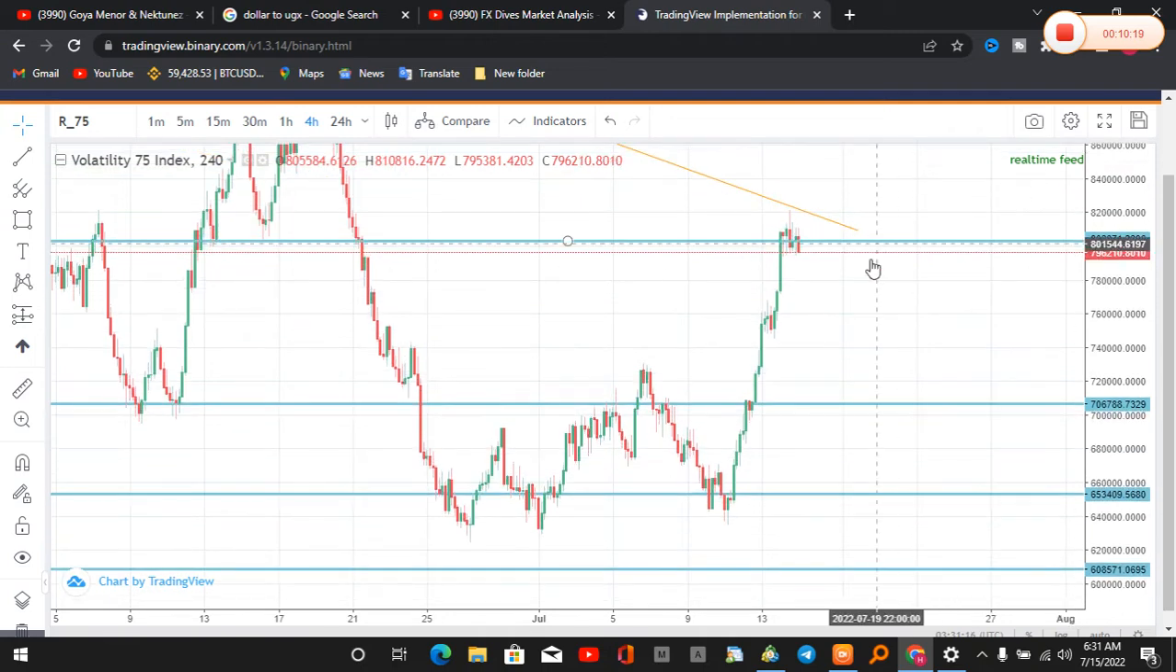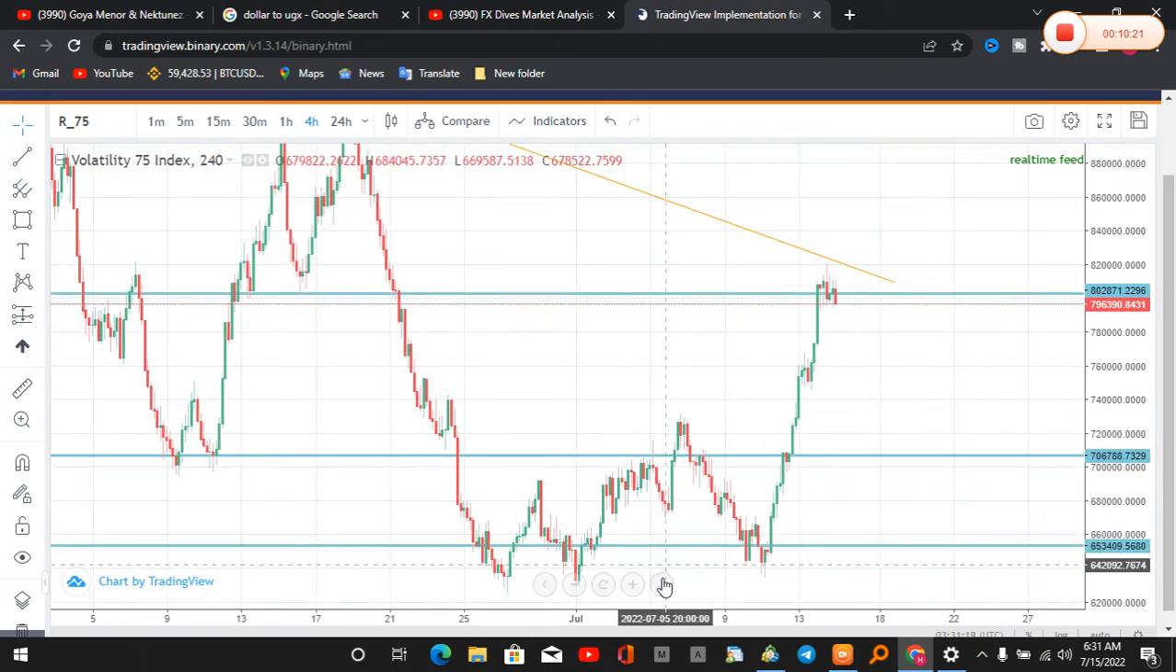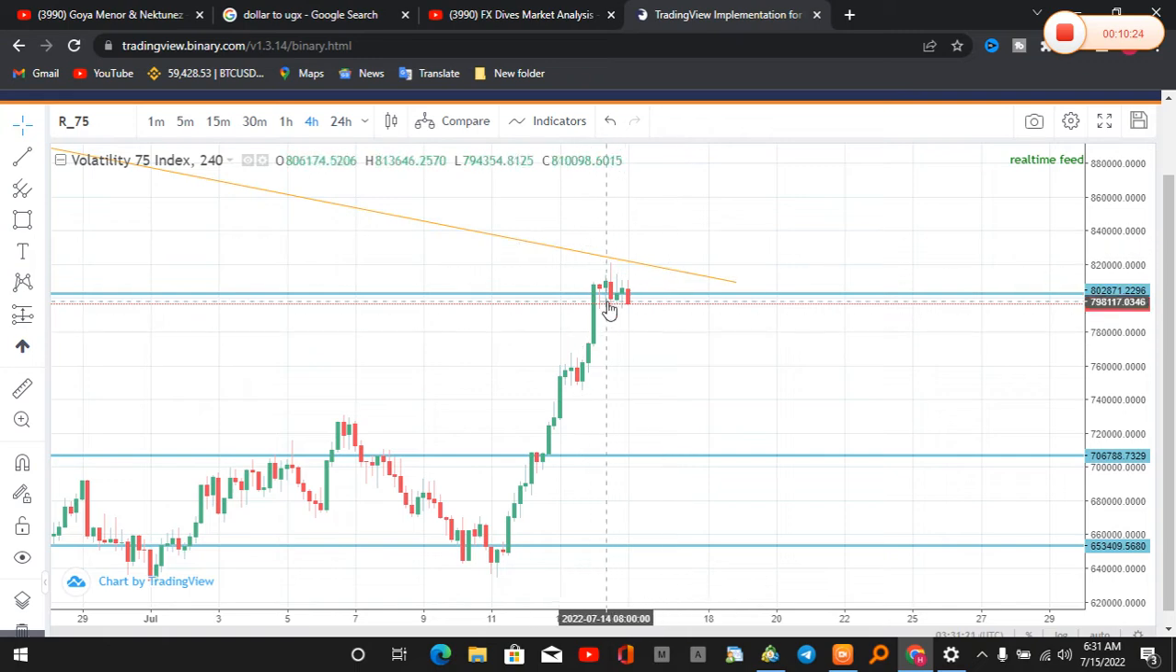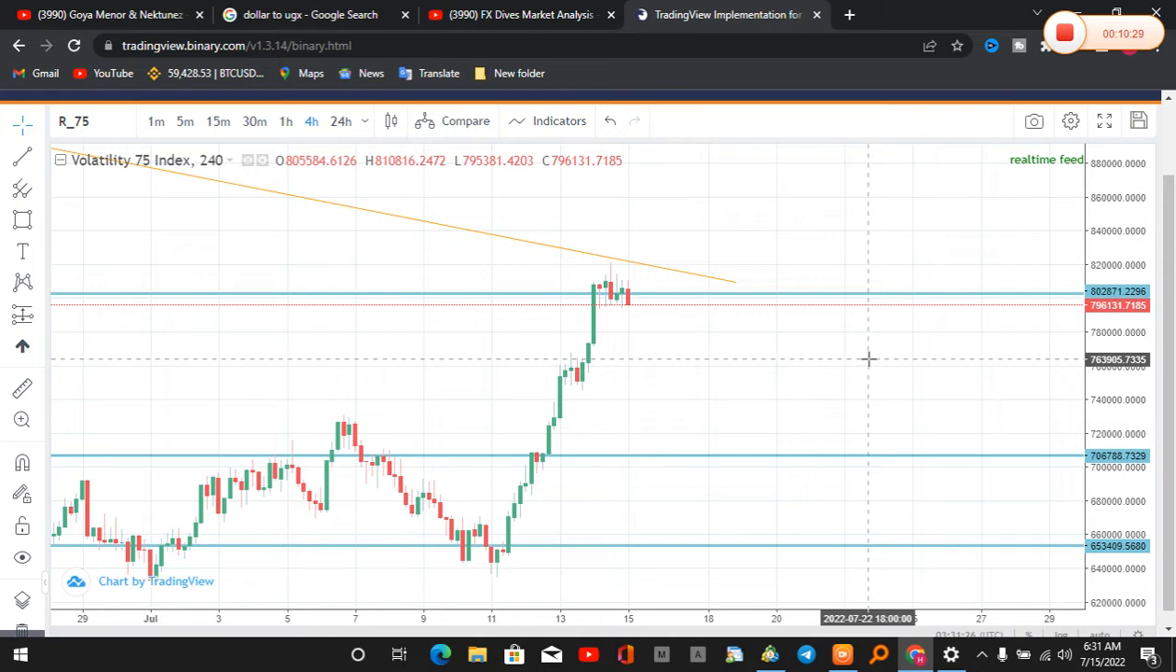So when you try to zoom out this chart, you see the market came and gave us a little bit of a chart pattern, which is called a double top. So double top, usually these patterns are reversal patterns. So whenever you jump into the markets and you come across these patterns, just know the market is going to reverse.